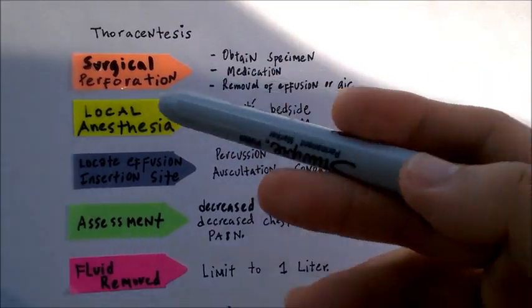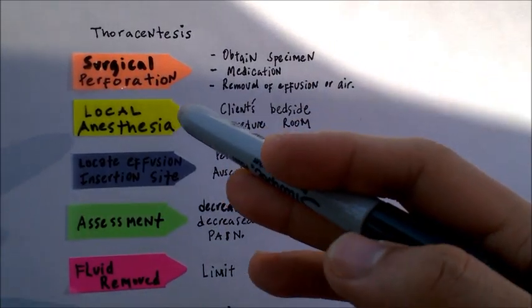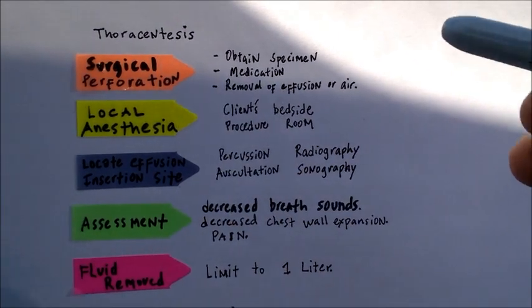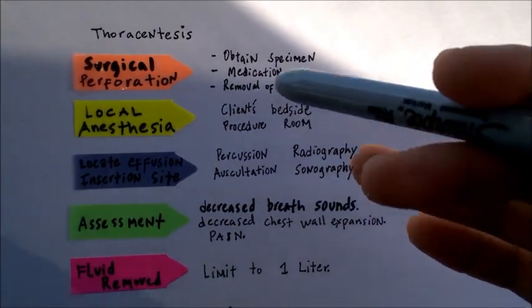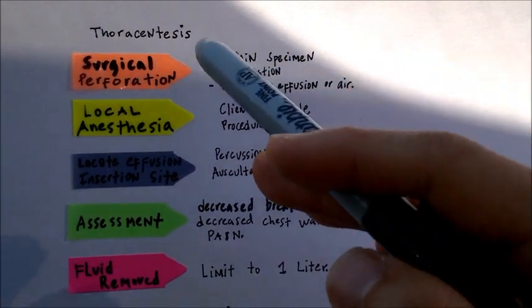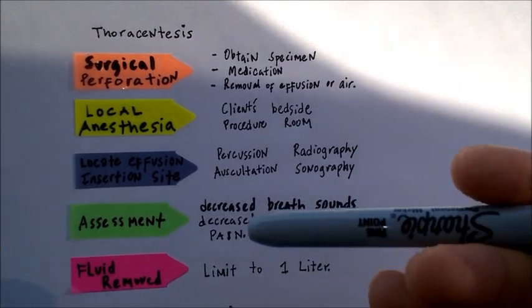Thoracentesis, okay? Now, what is thoracentesis? Thoracentesis is basically a surgical perforation of the chest wall and the pleural space, okay? Now, what that basically means is just a surgical insertion, right, of a large bore needle into the chest wall of our patient, okay? Now, this is usually done to obtain a specimen for diagnostic evaluation.